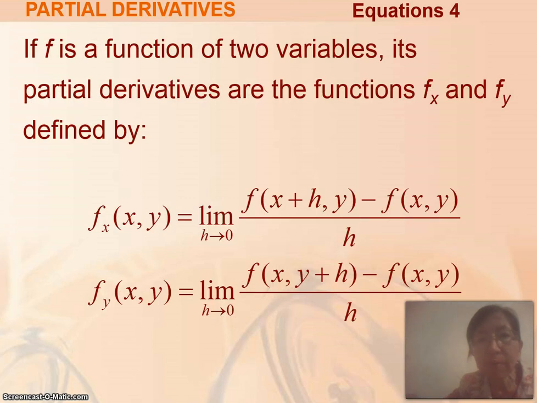If f is a function of two variables, its partial derivatives are the functions f_x and f_y, defined by f_x(x, y) = limit as h tends to 0 of [f(x + h, y) - f(x, y)] over h, and f_y(x, y) = limit as h tends to 0 of [f(x, y + h) - f(x, y)] over h.